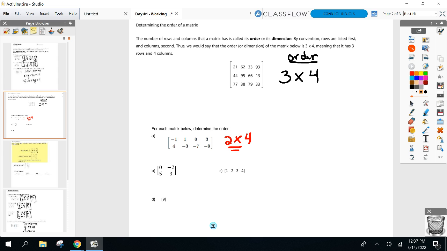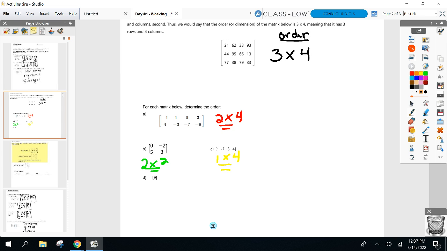I guess you can't go wrong with part B, no matter if you don't know what a row or a column is, right? This is just 2 by 2. How about C? 1 row by 4 columns. Good. And then D, that is a matrix. It's only got 1 element in it, but it's a matrix, and that is 1 by 1. Yep.